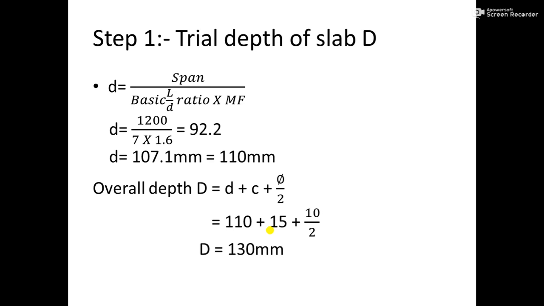As usual, for one-way slab and cantilever slab, all steps are the same except the calculation of bending moment. For one-way slab, the bending moment is calculated using the formula WL square by 8, while for cantilever slab, we have to calculate the bending moment as WL square upon 2. This is very important. Again, this depth is a trial depth, that is an assumed depth, not the required depth.